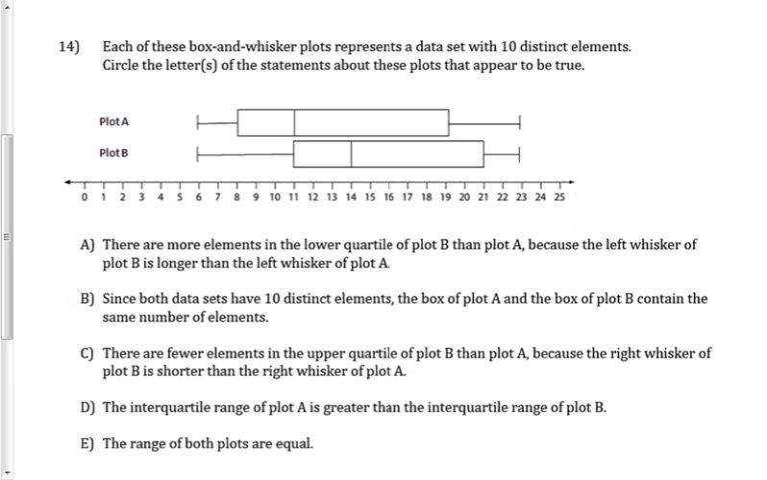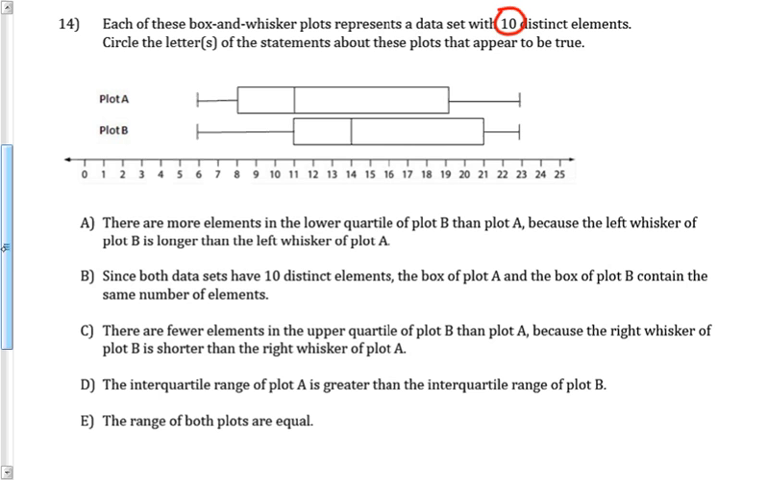14, we got two box and whisker plots. Each of them has 10 elements. So we want to figure out which of these following statements is true. What we want to do is look at each of these and figure out, okay, how do these 10 elements break down? If we split it up, that means there's 2, 2, 2, and 2, because each group has to have the same amount. And then there's 2 guys left over, so we want to make sure it's symmetrical. So the 2 extras are going to get placed on either ends of the box.